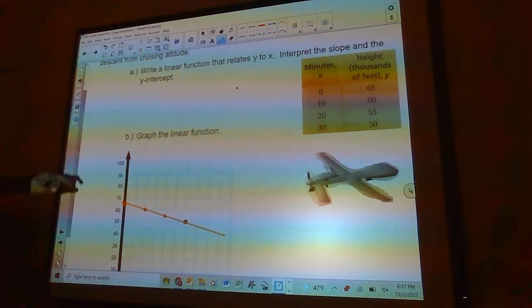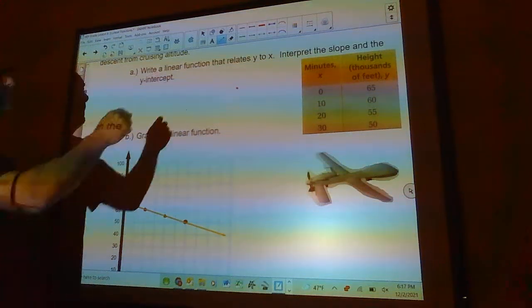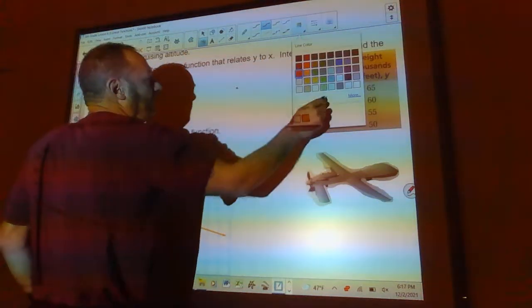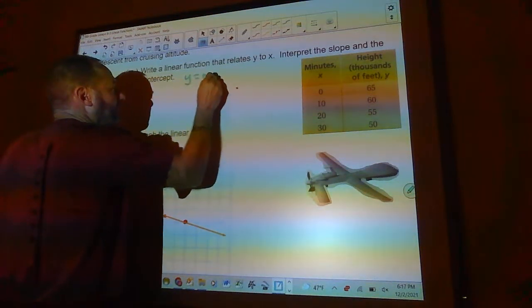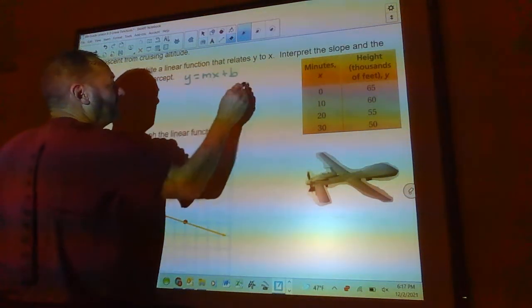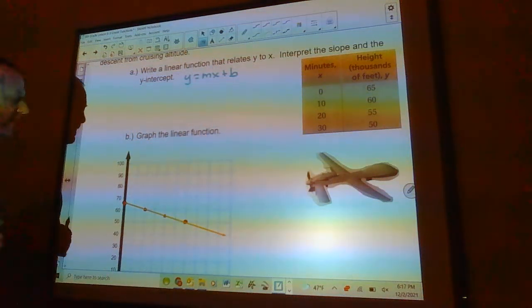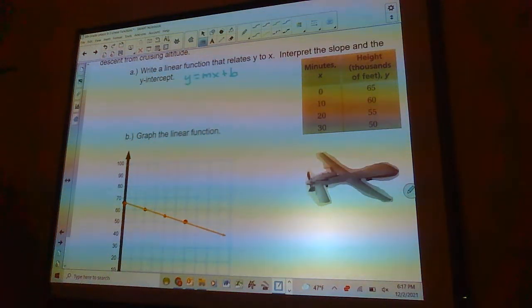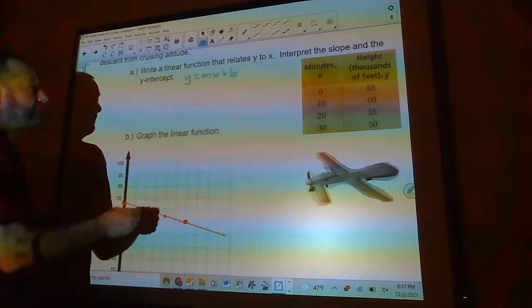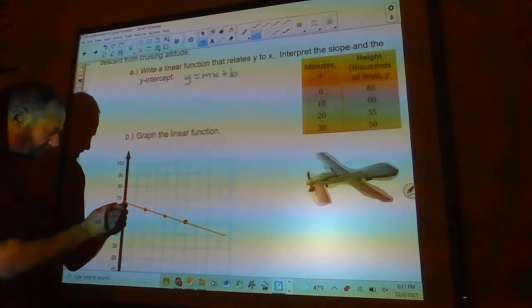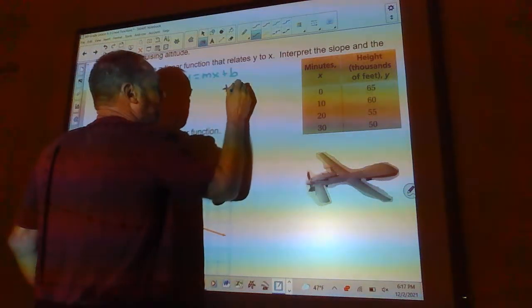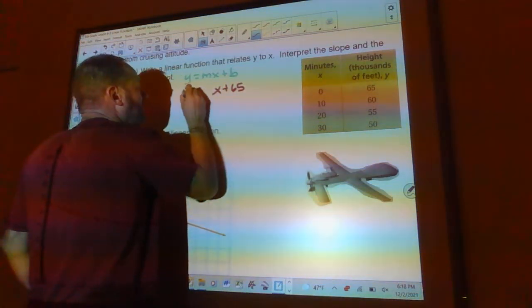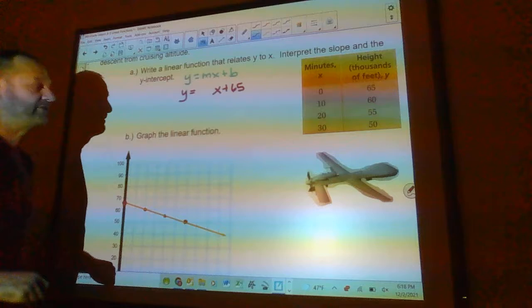Okay, let's find an equation for this. So we'll go back to y equals mx plus b. Okay, and now I've got to figure out my slope and y-intercept. Well, the y-intercept is obvious. The y-intercept is right here, and it's 65. So this is going to be plus 65, whatever that is. So the only thing I really have to figure out is the slope.